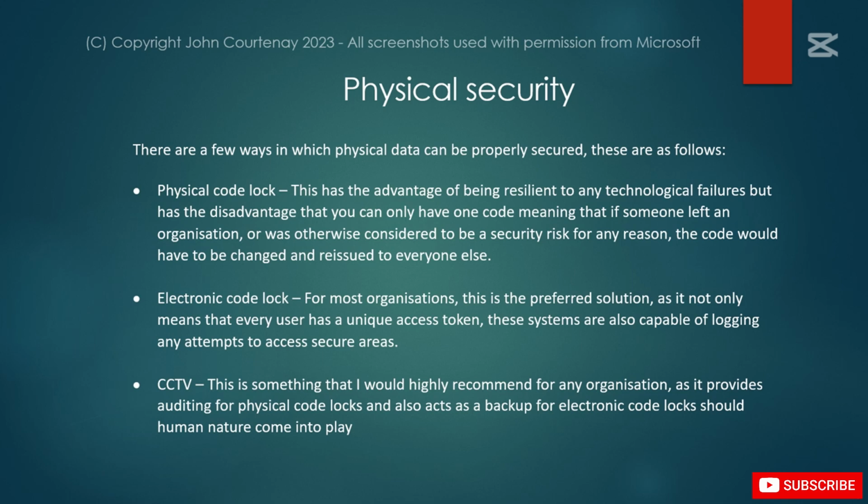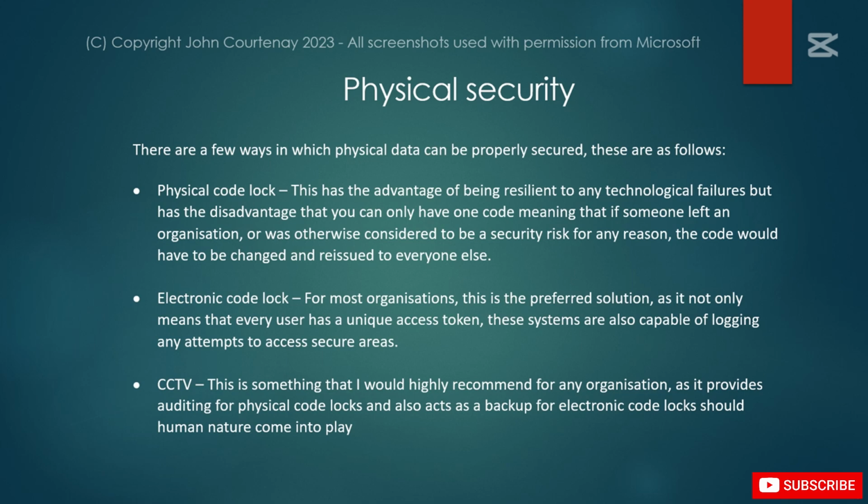Electronic code lock. For most organizations, this is the preferred solution, as it not only means that every user has a unique access token, these systems are also capable of logging any attempts to access secure areas, meaning that if something were to go wrong, it would be easy to find out who was responsible, and more importantly, help to prove that innocent people were not responsible for a specific event.